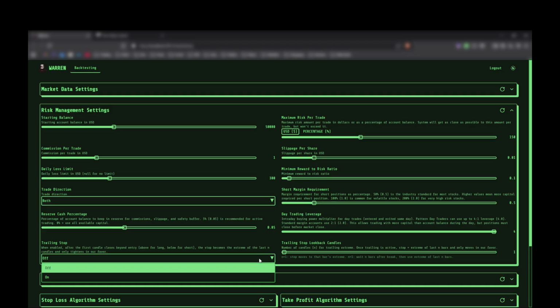Trailing stop. If enabled, once you are in profit, this will automatically start trailing the stop. This is a strategy that a lot of people use once they're in profit. They start trailing the stop so that the trade doesn't turn around and stop them out for everything. So you can enable or disable trailing stop, and you can choose how many candles behind where price currently is the trail goes. So that's pretty useful. So that's risk management in a nutshell.